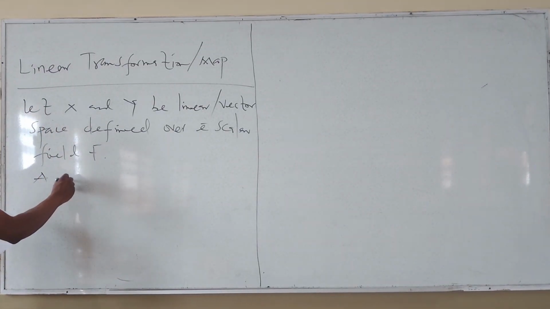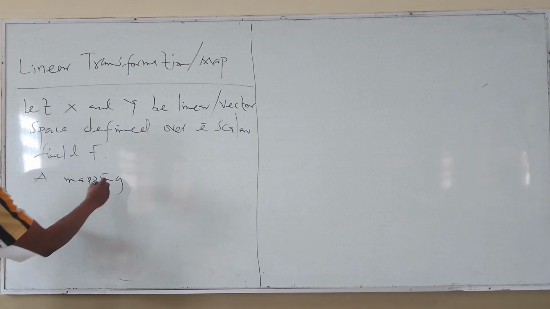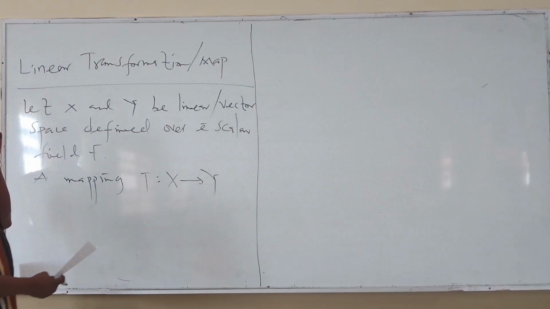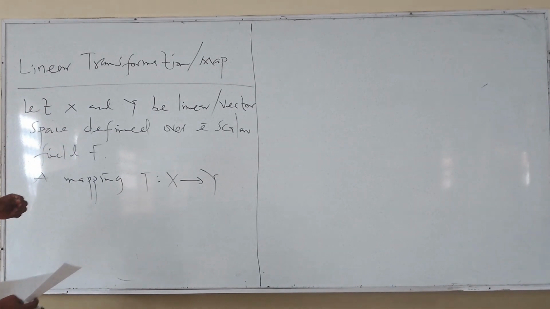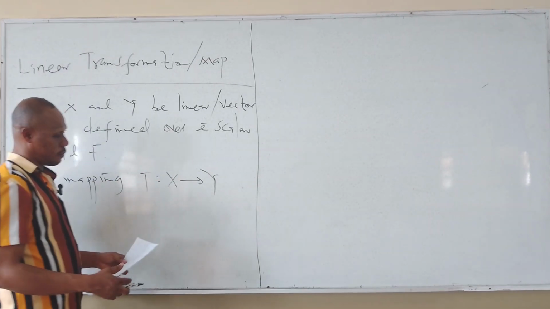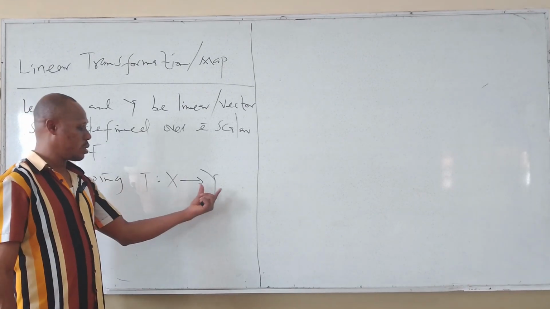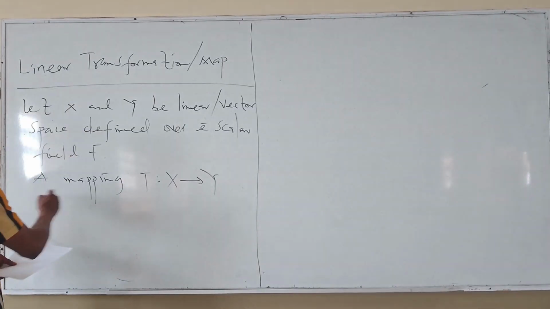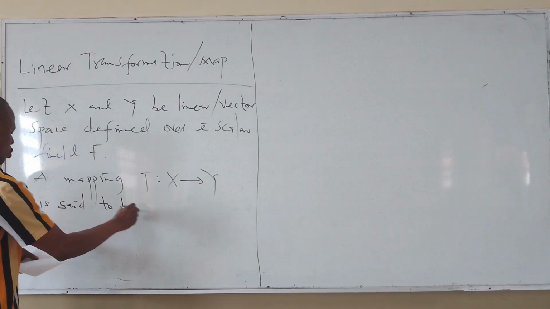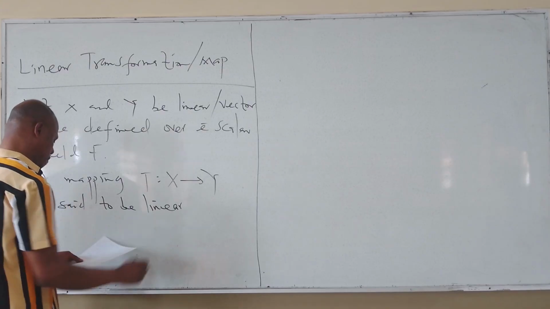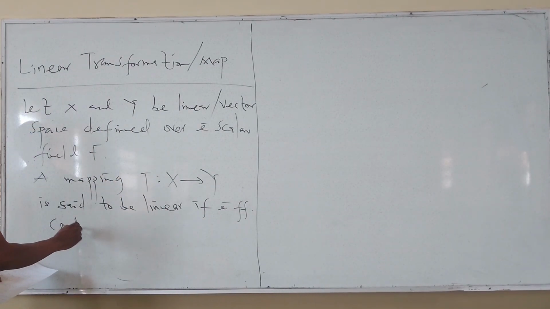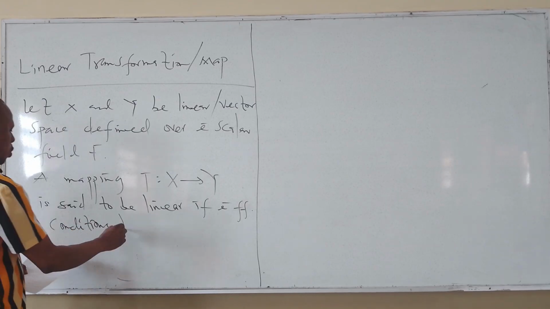A mapping T from X to Y, where the linear or vector spaces are X and Y. So the map takes an element from X, acting as the domain, to what? The codomain, or to Y. Good. So this mapping is said to be linear if the following conditions hold.